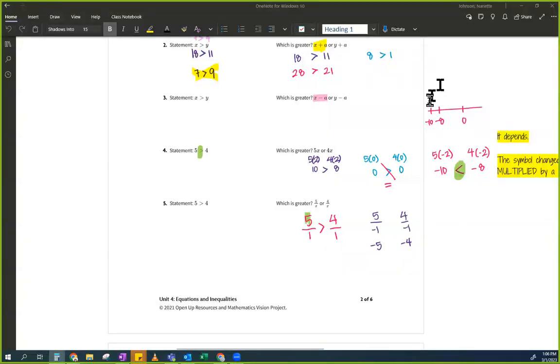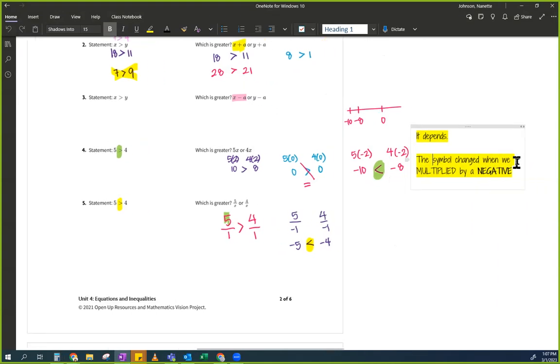Which one's bigger? Which one's more to the right on a number line? Miss Johnson, it switched again. Okay, your job as a mathematician is to observe when things stay the same and when things change. When things change, you should go, huh, I wonder if that was a coincidence, or if that's a fact. So here, it's a fact.